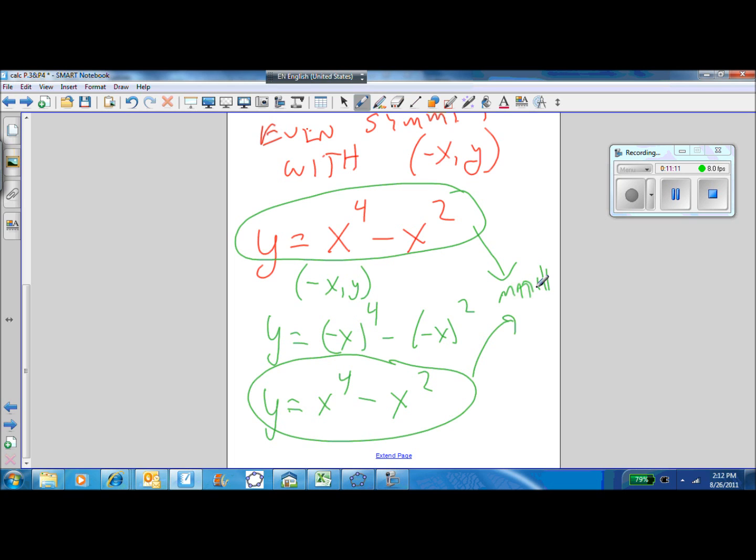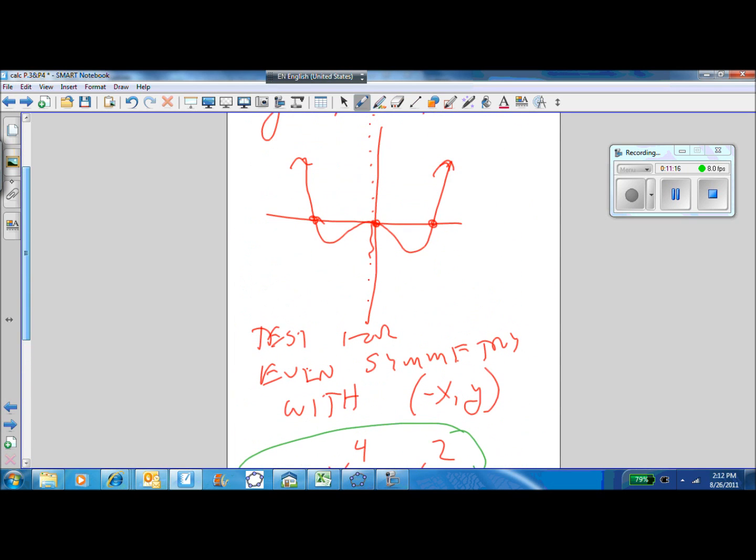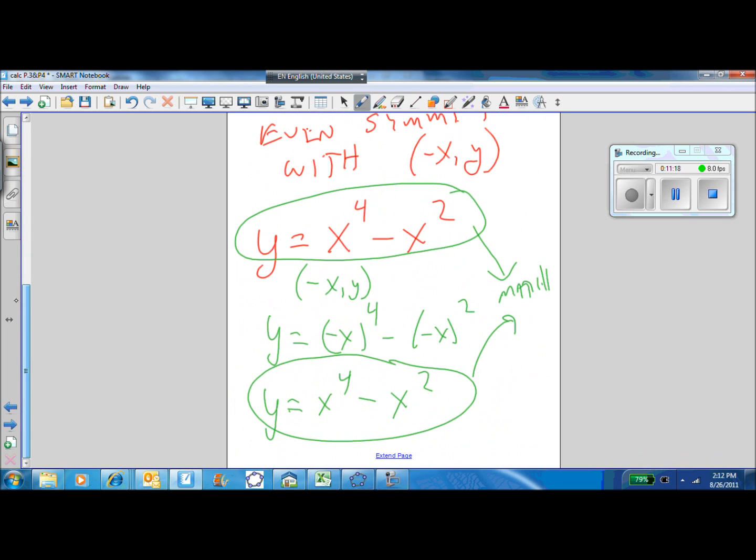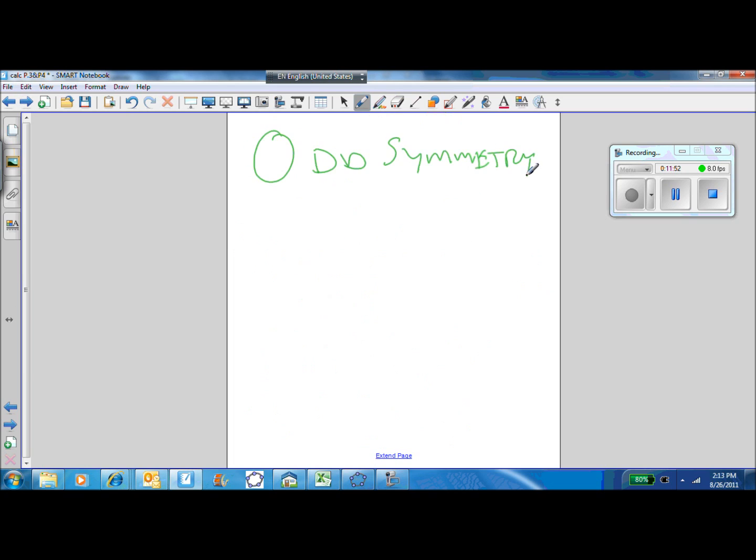So you have here both the visual test up here. If you know how to graph, you can test for symmetry that way. But if you don't know the graph yet, you can use this algebraic test to see if it has even symmetry. I wrote some letters that have odd symmetry.